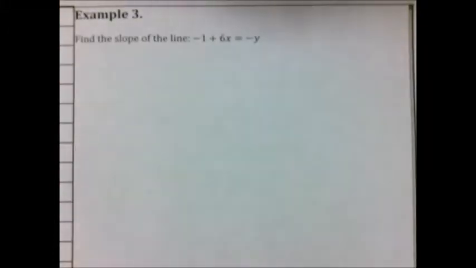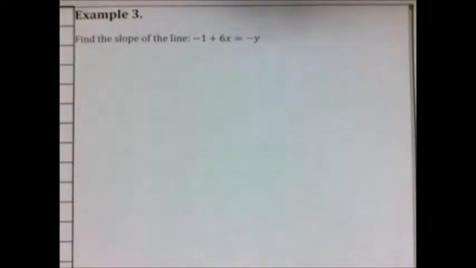Alright, so example 3 says to find the slope of the line -1 plus 6x equals -y. Okay, so here's what we have to do. We don't have any coordinates given for us, so what we actually have to do here is solve for our x and y intercepts. Remember, we did that a little while ago, and if we do that, it'll help us because then we will have 2 coordinate points, okay?